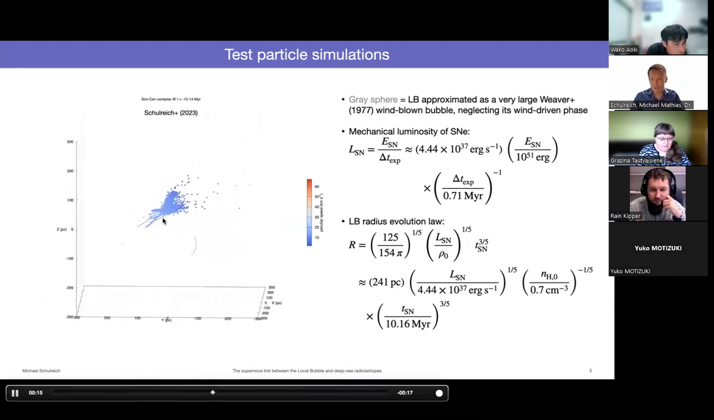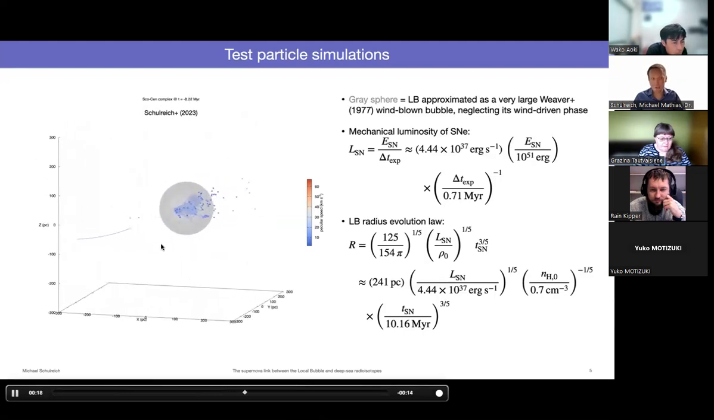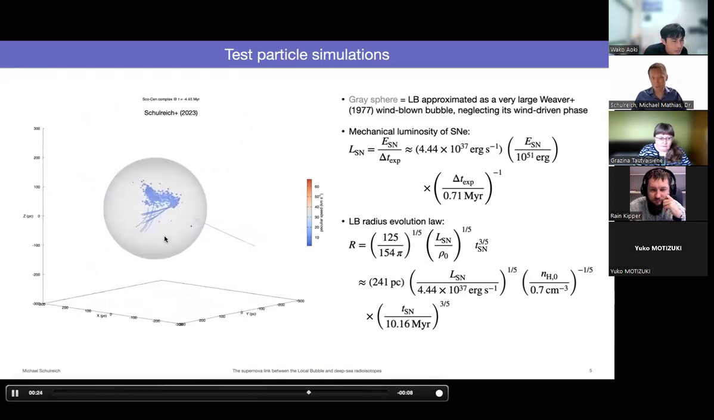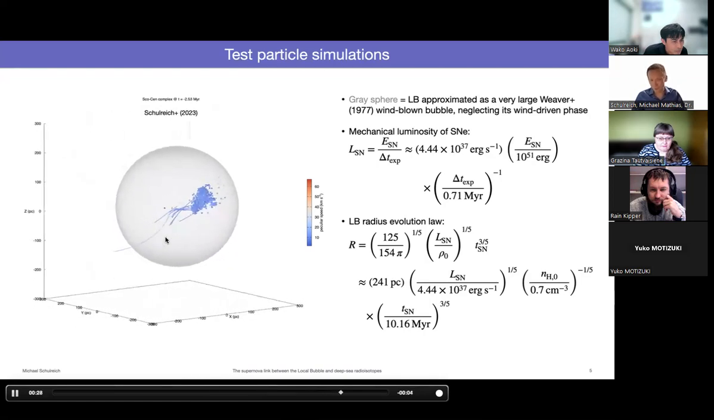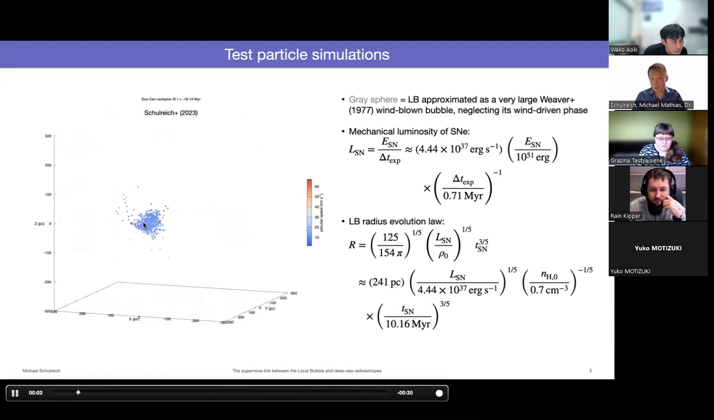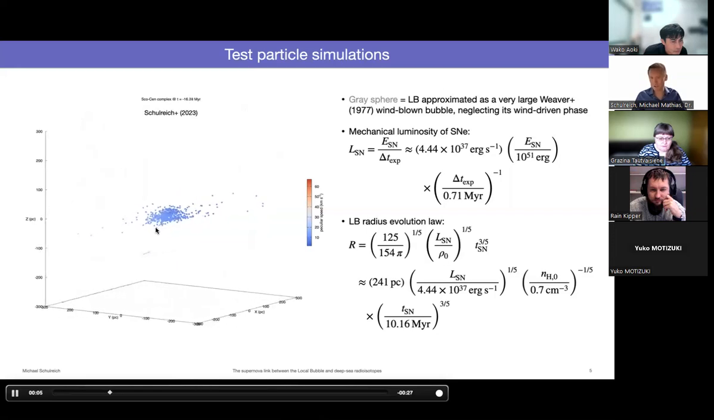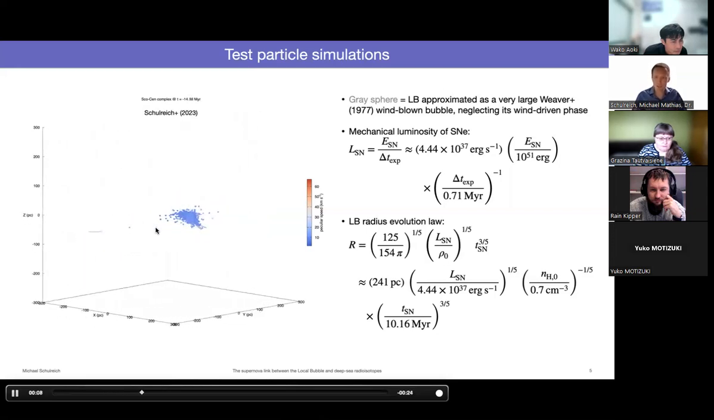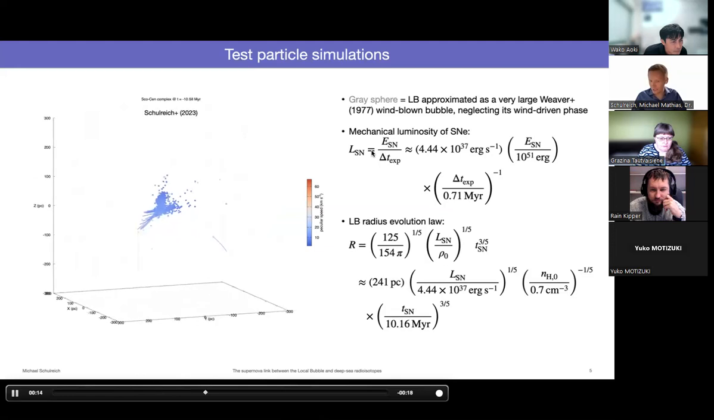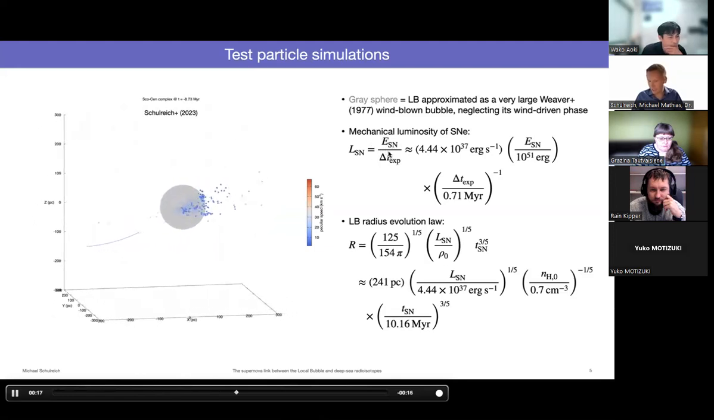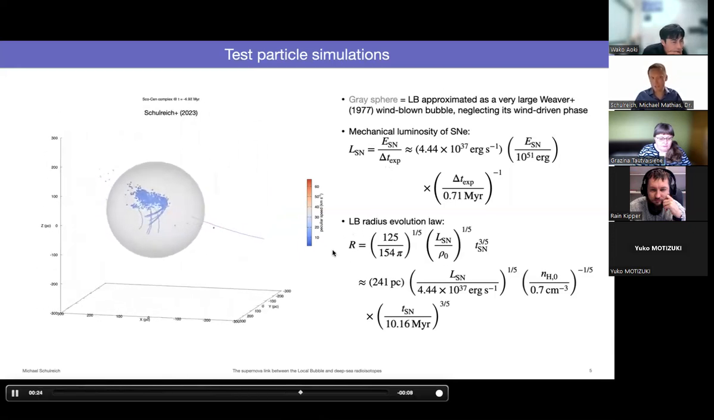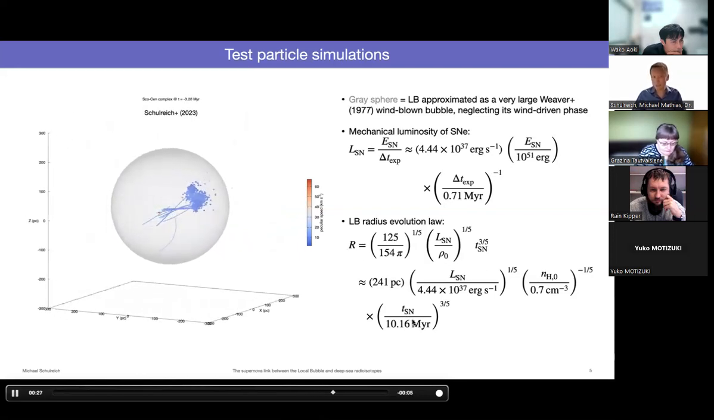And when this happens, I also included a simple analytical reproduction of the resulting local bubble using the Weaver et al. adiabatic wind solution. So this gray sphere here represents the expanding outer shell of the local bubble. Of course, this approximation completely ignores the wind-driven phase of the local bubble. Likewise, a homogeneous background medium is assumed, hence this perfect spherical shape. And one replaces discrete supernova events with a continuous high-energy wind by defining this mechanical luminosity equivalent as the ratio between the explosion energy of a single supernova and the average time delay between successive supernovae. Yeah, and this is the final radius of the local bubble that is obtained from these parameters.